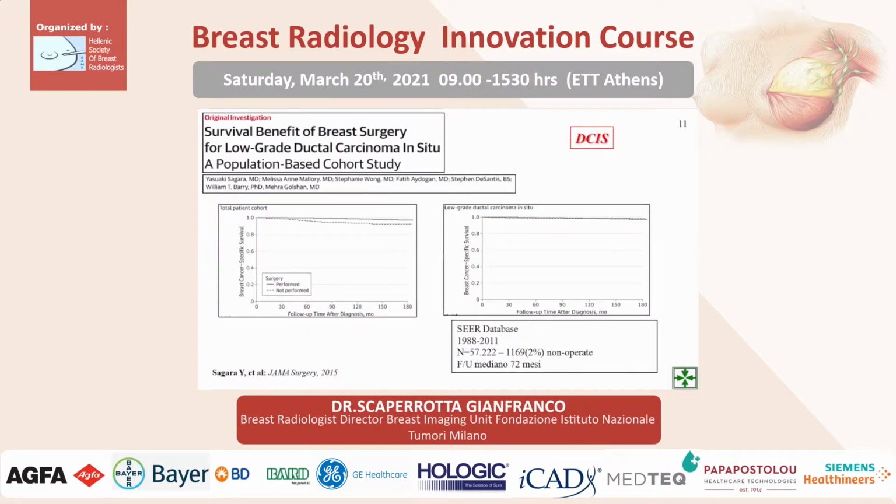Another aspect that is important for me, and a particular work in the literature, is a very interesting study showing that performing or not performing surgery in low-grade DCIS is almost the same in terms of survival benefit. So low-grade DCIS is different, while high-grade DCIS is a very aggressive cancer.